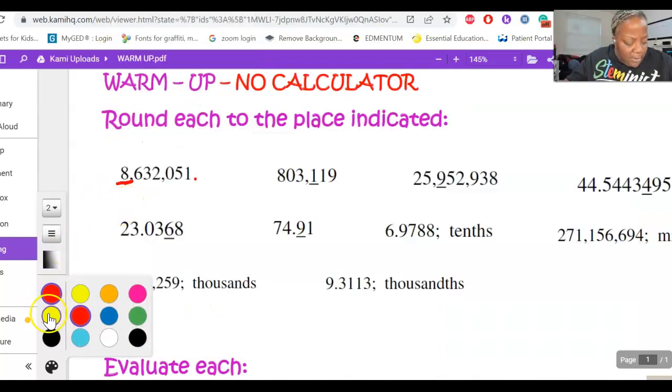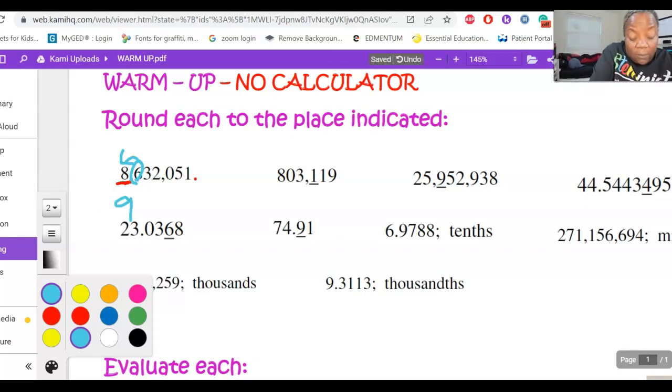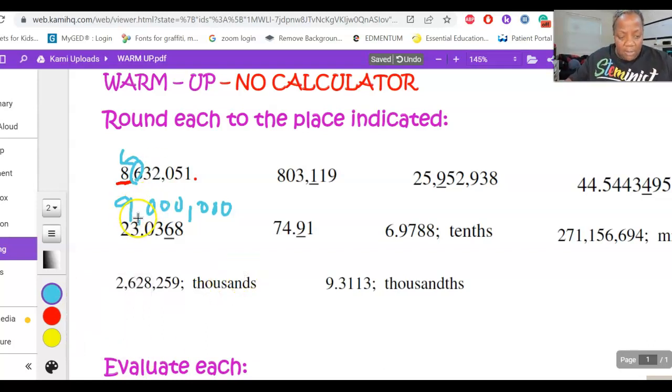Remember, it's the number beside the underlined number that tells that number what to do. That number is 6. Remember the rule: 5 and above. If the number is 5 or above, it tells the other number to round up. So that 6 is telling the 8, hey, you need to round up, so the 8 turns into a 9. Don't forget, it's in the millions place, so I need enough digits to represent millions, and that's 6 zeros. So there we go, 9 million.